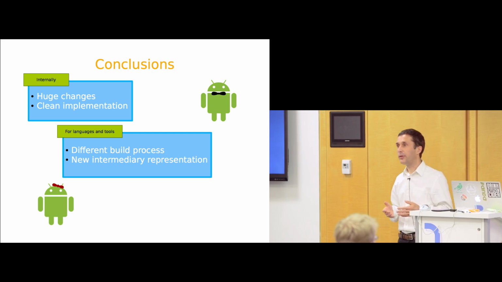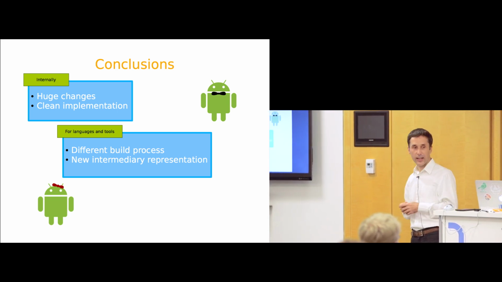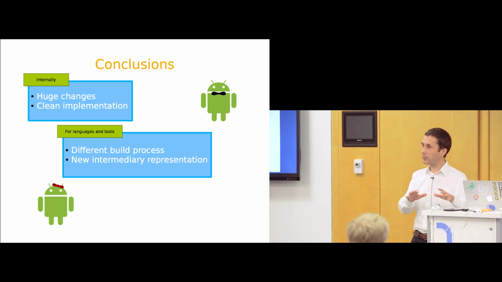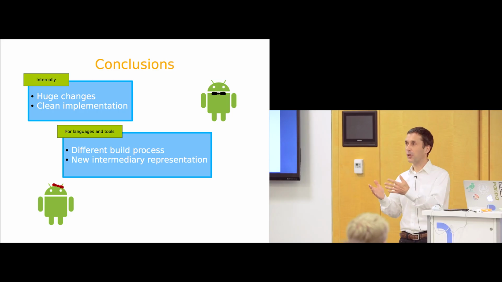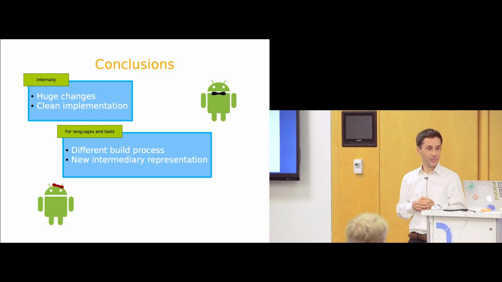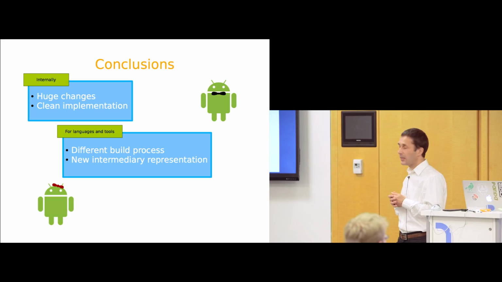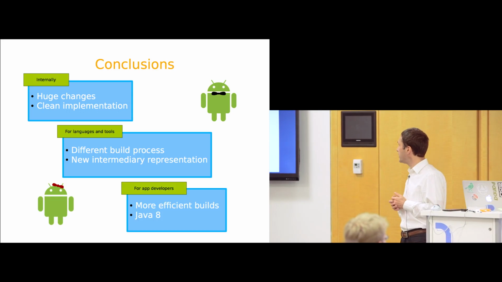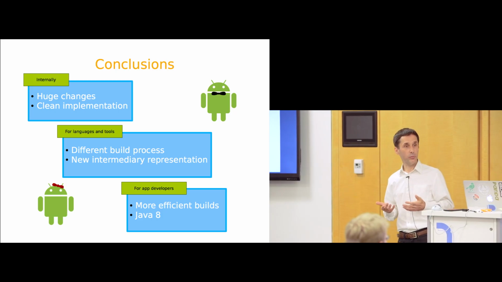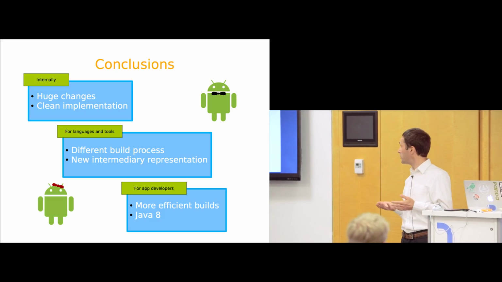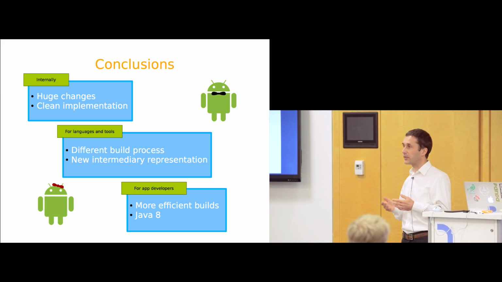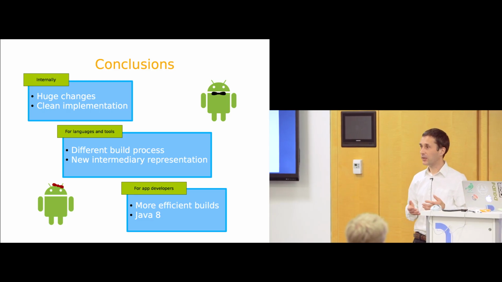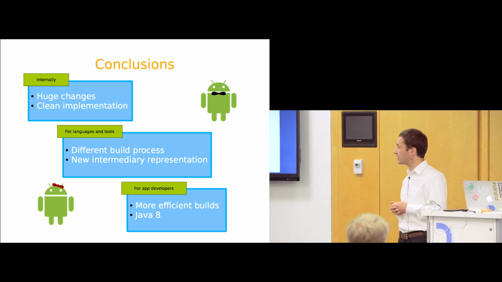At a slightly higher level, if you're a developer of languages and tools, there's a lot changing as well. Because of this different build process, these different build steps, there's no longer any Java bytecode to operate on. And there's this new intermediary representation. And finally, if you're an Android developer, an application developer, then you're, of course, looking forward to more efficient builds. They're not there yet today, but I'm sure they're working on it. And, of course, you can use the new Java 8 features without needing any additional tools like Retrolambda, for instance.